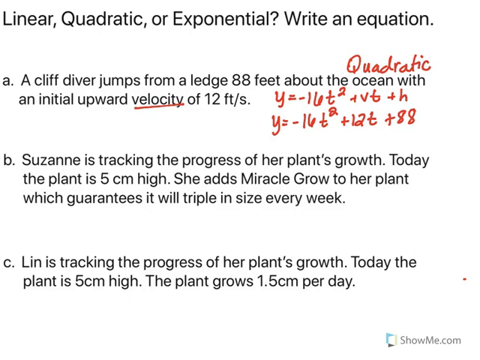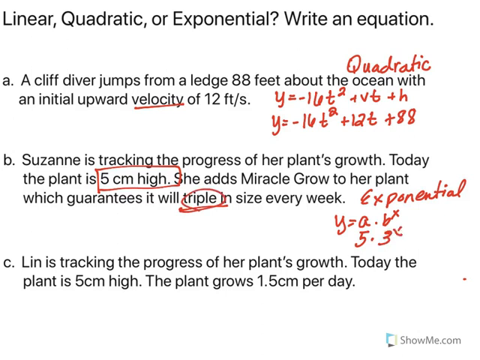We have Susanna tracking the progress of her plant's growth. Today the plant is 5 centimeters high, and she adds Miracle Grow to her plant, which guarantees that it will triple in size each week. Triple lets me know that this is exponential since we're multiplying here. So when I go to write my equation in exponential form, that y equals a times b to the x, I know that my a is my y-intercept, so in this case that's 5 since my initial value is 5, times b, which is my growth factor, which would be 3 since we're tripling in size, 3 to the x. So my equation for this one would be y equals 5 times 3 to the x.